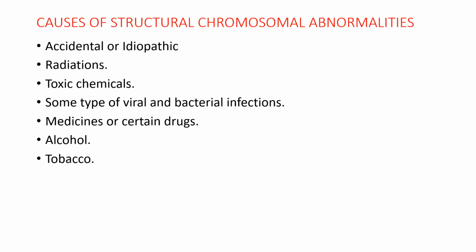Coming to causes of structural chromosomal abnormalities. These structural chromosomal abnormalities can happen accidentally, or what we call idiopathic, or they may happen due to exposure to radiations, toxic chemicals, some types of viral or bacterial infections, medicines, certain drugs, alcohol or tobacco.